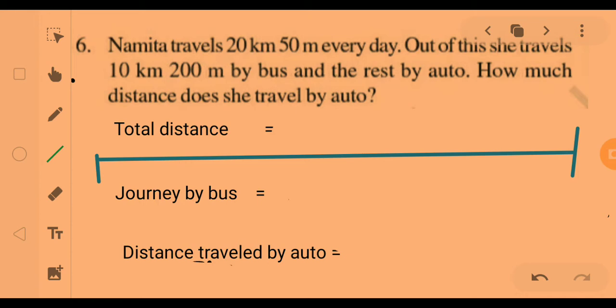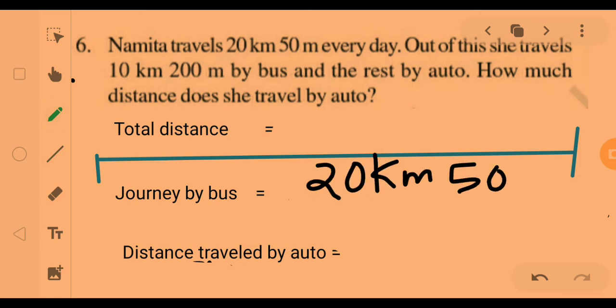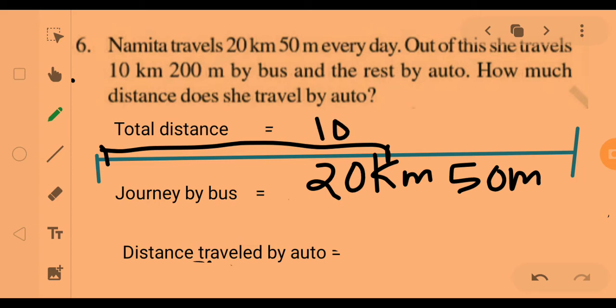So this total is the distance, 20 kilometer 50 meter. That is the total here. Out of which she travels 10 kilometers. So from this total, let this distance be 10 kilometer 200 meter. This is the distance she travels by bus.